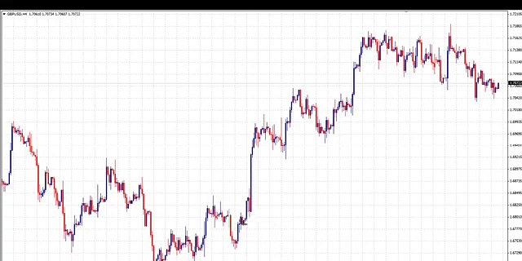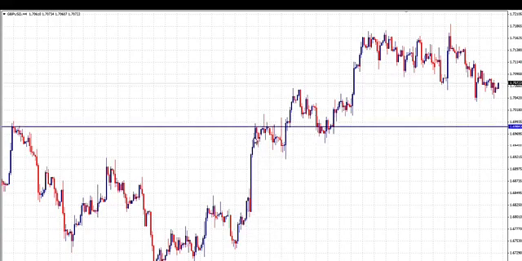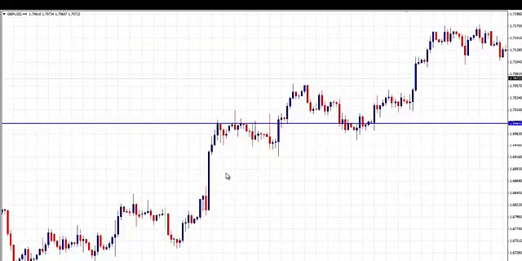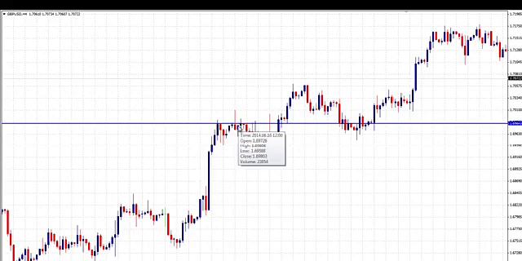For instance, here, as you can see, we moved all the way up, and here we have an area of resistance. We tested it once. Let me just thicken this out for you guys. We tested it once. Then we had this huge candle that signaled a rejection of the level. But the next candle did not confirm that we could go short on cable right here.